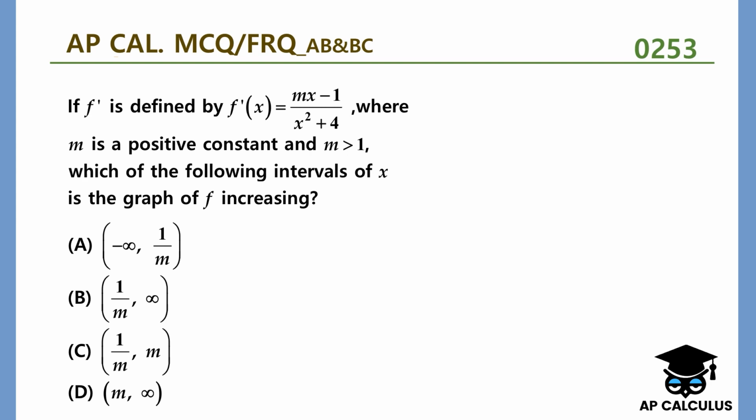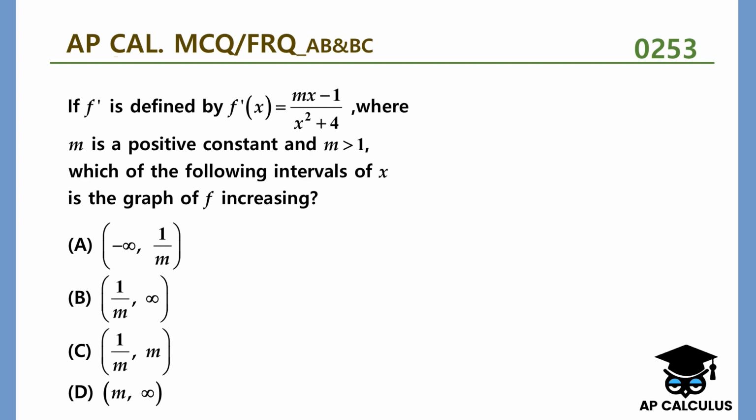Question 253. If f prime is defined by this, where m is a positive constant and m is greater than 1, then on which of the following intervals of x is the graph of f increasing? The graph of f is increasing whenever f prime is positive, right? So we're going to find the critical points of f and perform the first derivative test.